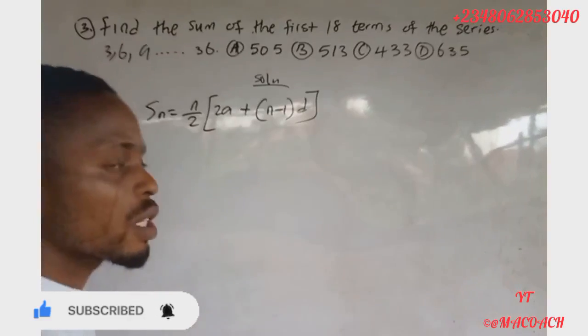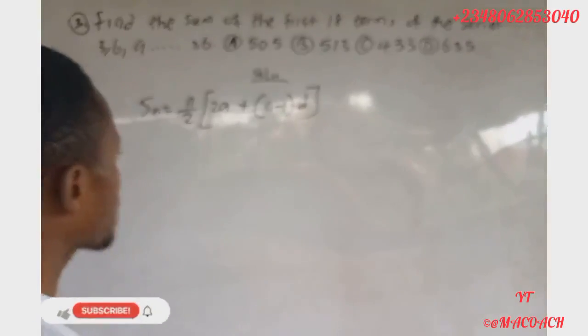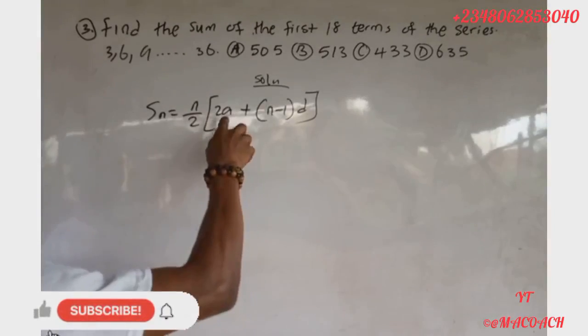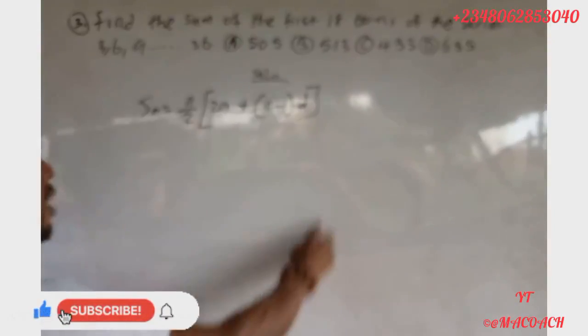That is the sum of what? Of a sequence. Okay, now what we just did was to get our a, our n, and our d.